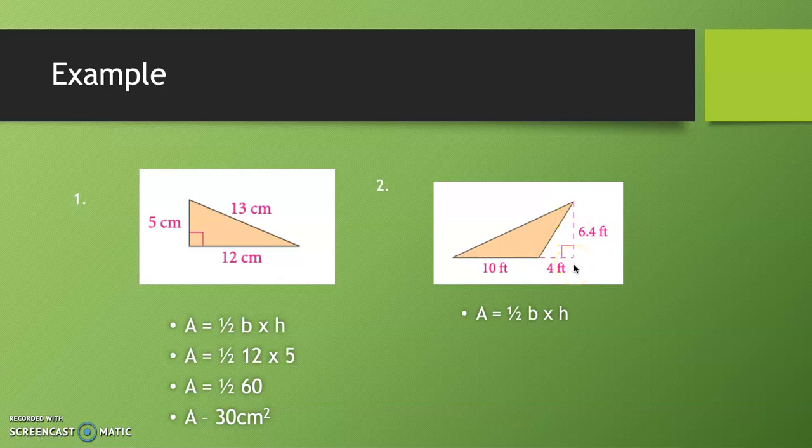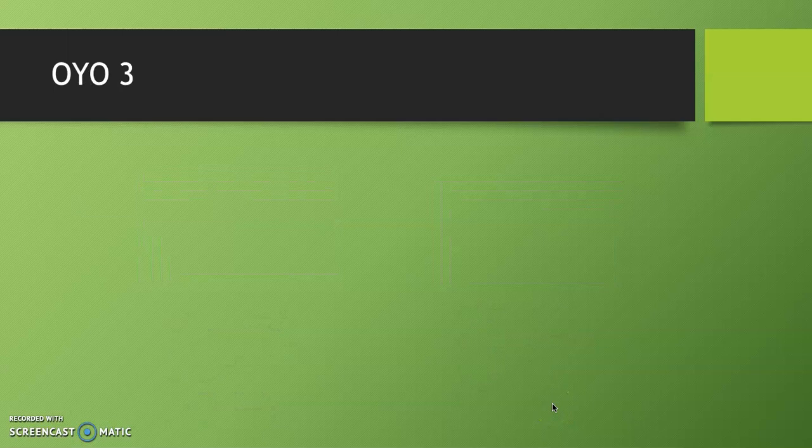Let's substitute it into the formula. Area equals 1/2 10 times 6.4. 10 times 6.4, simply move the decimal one place to the right. Area equals 1/2 of 64. 1/2 of 64 is 32. And again, that should be an equal sign. Area equals 32 feet squared. Final answer. Try these on your own.